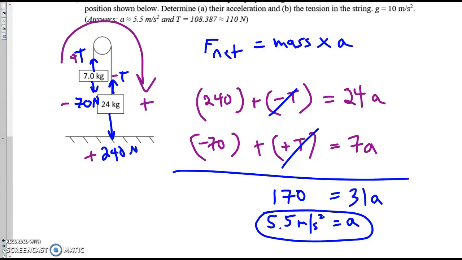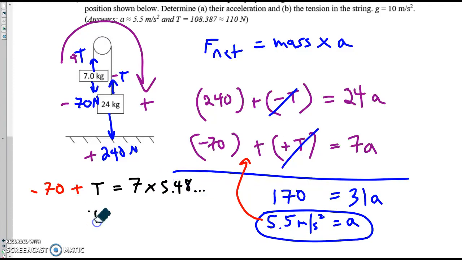Then I take that acceleration value and I plug it back into one of these equations to find tension. Negative 70 plus tension equals 7 times the acceleration. And for the acceleration, I use the unrounded value, 5.483. I add 70 to both sides, and what do I get? Let's see, the acceleration times 7 plus 70, and I get 108, which rounds to 110, so that it has the correct number of sig figs.